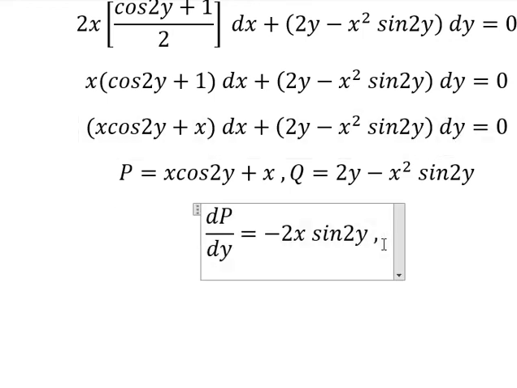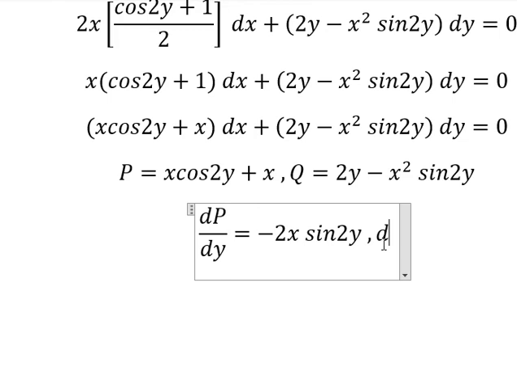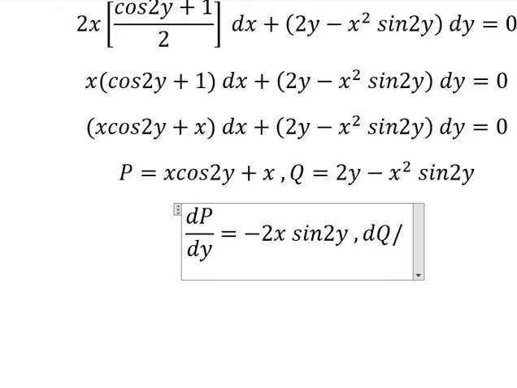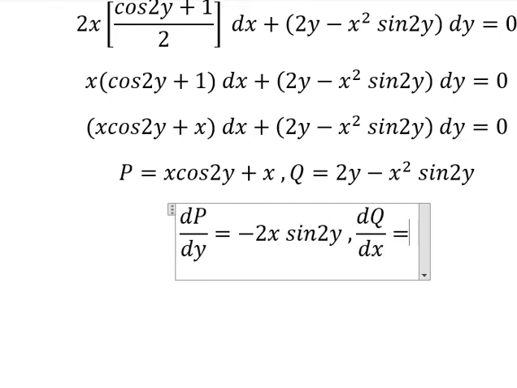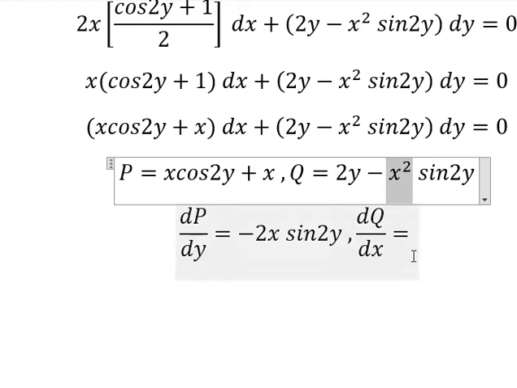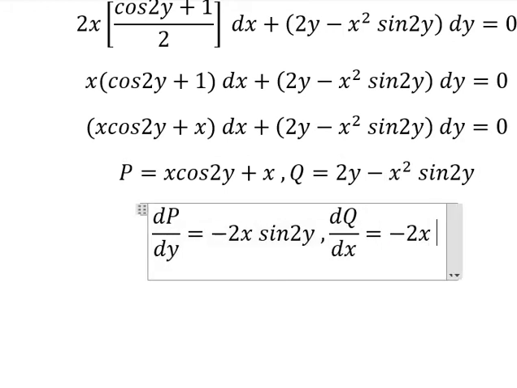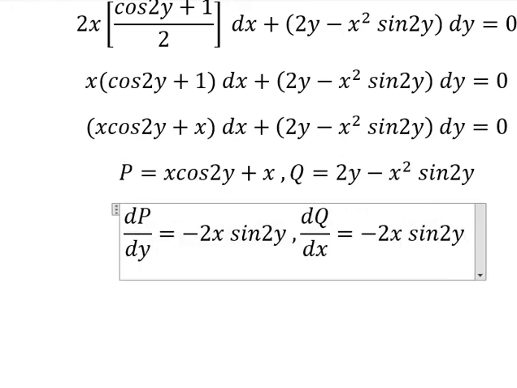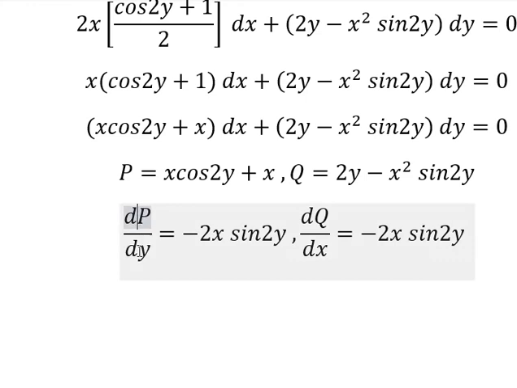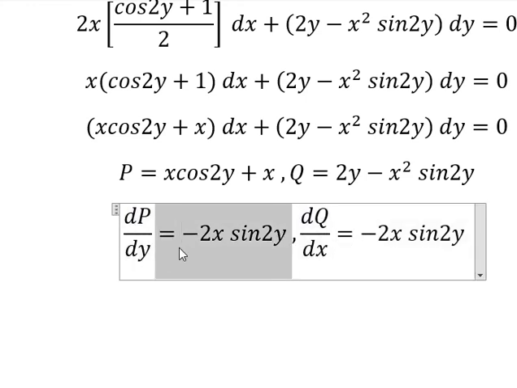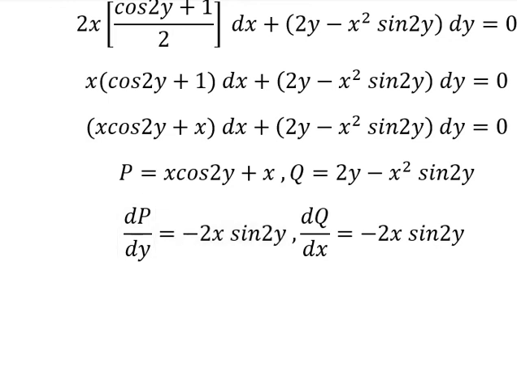That means we need to do first the derivative of q with respect to x. So that is about this one. So we see that this one and this one, they are the same, negative 2x sine 2y. So this is about exact.